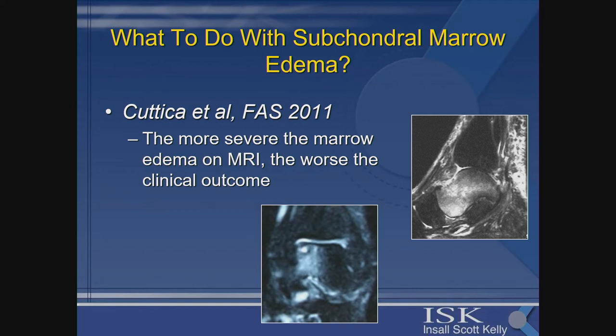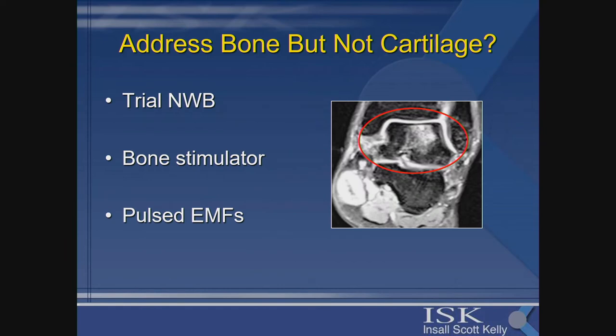What to do if you just have subchondral marrow edema? So you have a significant edema, you can see here, and the cartilage is intact. Most of the time, the more severe the marrow edema is on MRI, the worse the clinical outcome. MRI can overestimate marrow edema as well, but you can see here on the right side that's really a significant edema. It can be very painful. So if they really don't have mechanical symptoms, I think a trial course of non-weight-bearing is indicated.